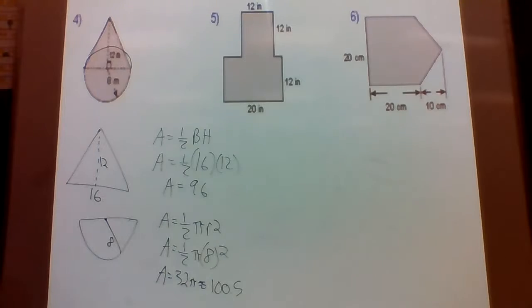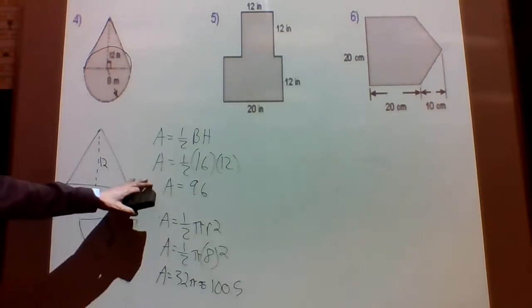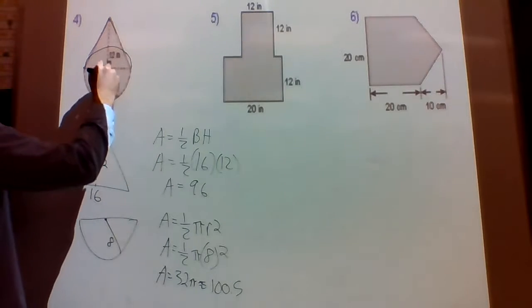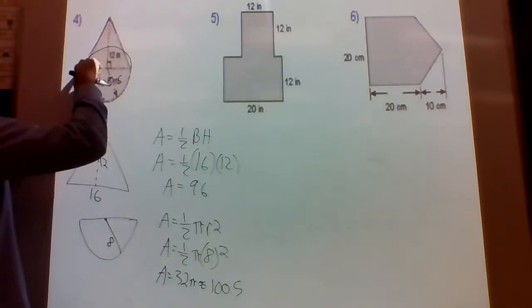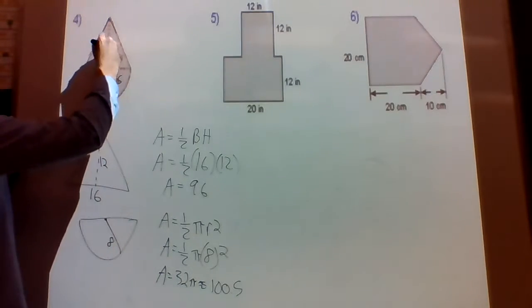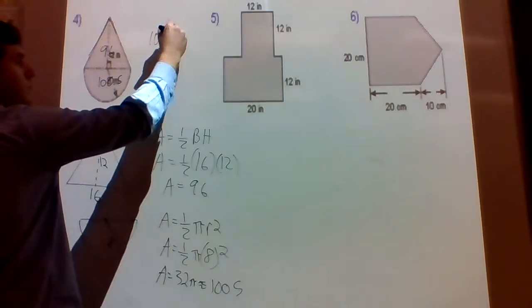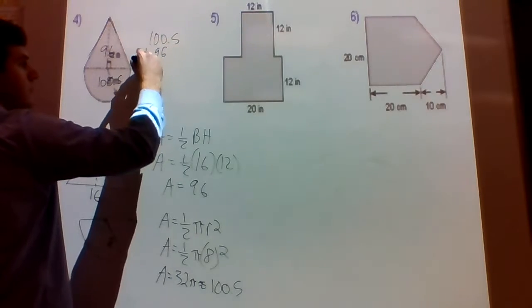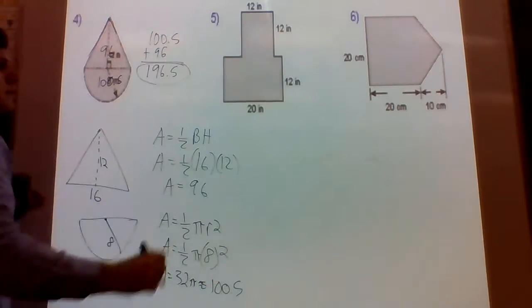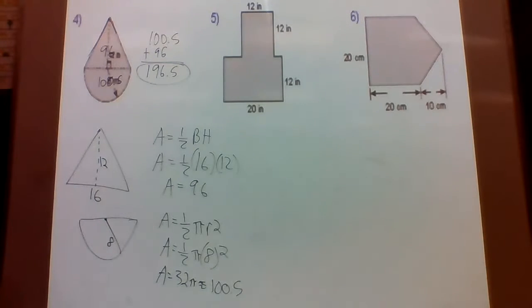100.531, so about 100.5. So if we want to find the area of the whole thing, the area of the half circle is 100.5. The area of the top of the triangle is 96. So the total area is 100.5 plus 96, which is going to be 196.5. If you want to round to the whole number, that's fine. If you want to have it 197, I'm okay with that too.